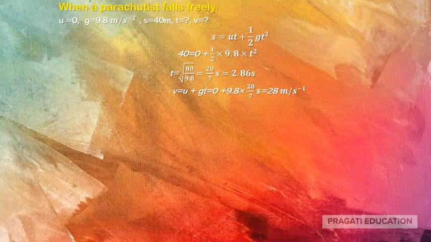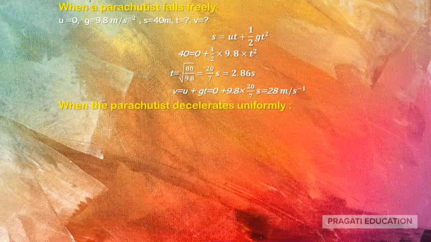To calculate speed, like before the parachute opens, how much speed the parachutist has achieved, we are going to use the equation v is equal to u plus at. So g will be used instead of a, u will be 0, g is 9.8, and the time we are going to use is the initial one, 2.86. Any of you can use it, and the speed will be 28 meter per second.